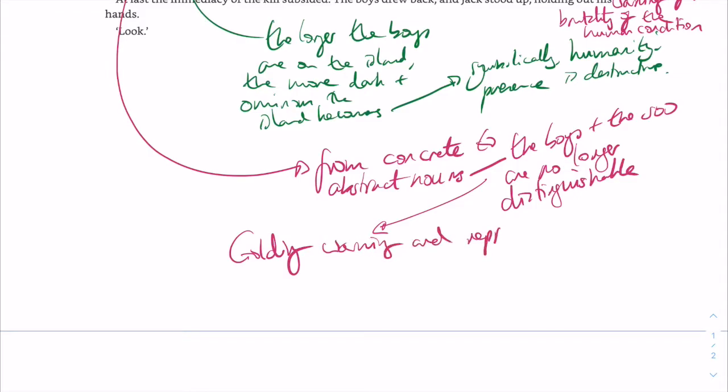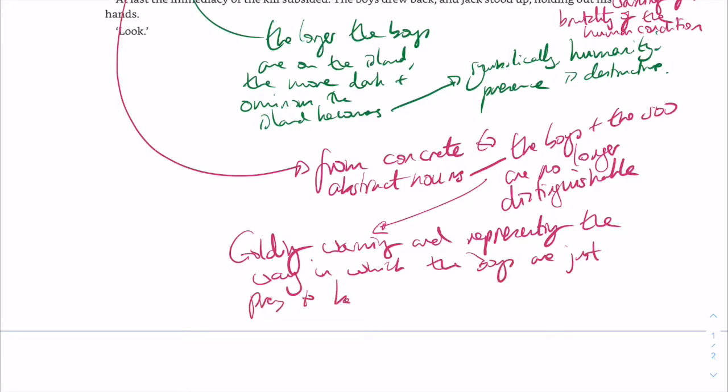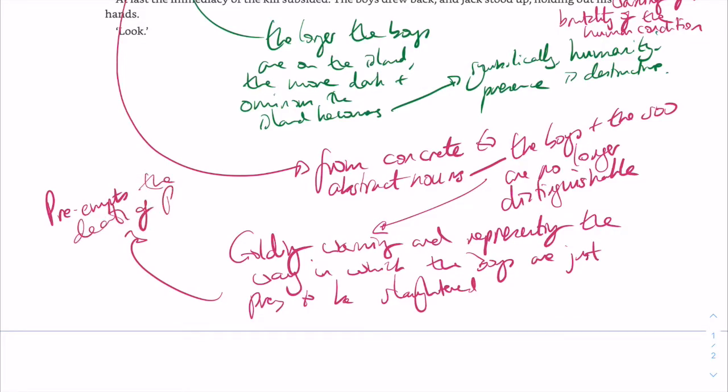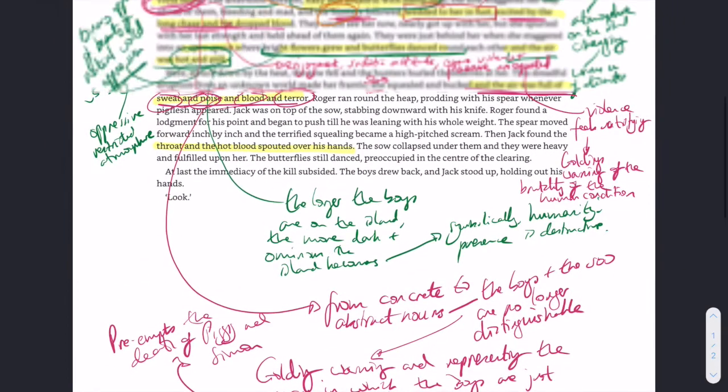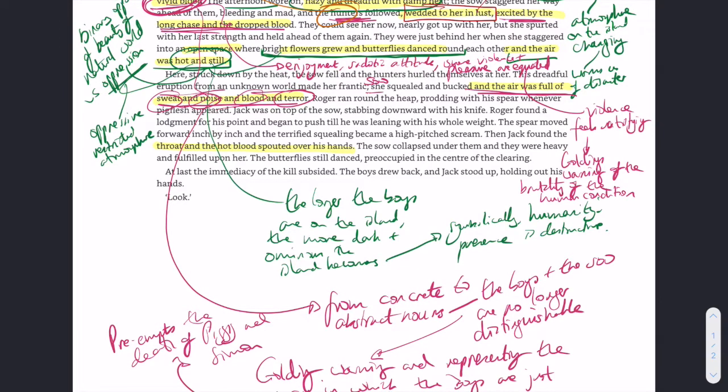So we have here a representation and a warning from Golding. It's the way in which the boys are just as vulnerable and just as likely to be harmed and just as likely to be slaughtered as the pig, as the sow. The boys are prey in the same way as the sow on the island. And certainly this preempts the death of Piggy and Simon. It predicts the death of Piggy and Simon because of the way Golding is bringing these two aspects into alignment with one another.